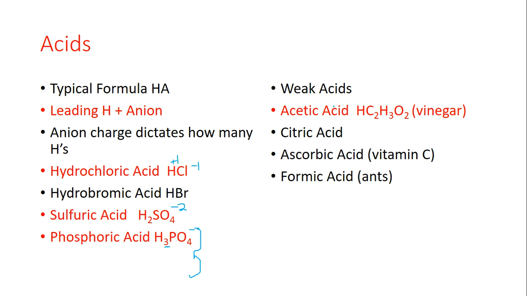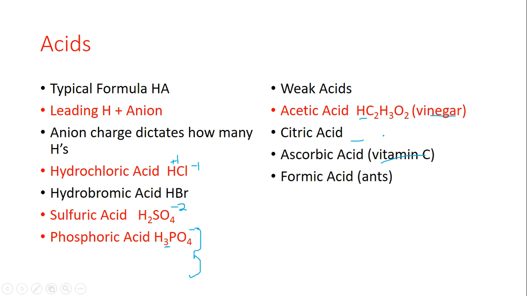Weak acids are the acids that do more like buzz, where they kind of go 50-50. They don't go one direction. Acetic acid, the acetate anion is a -1 charge, so it can handle 1 H. Citric acid, ascorbic acid, vitamin C, formic acid, what fire ants inject you with when they bite you. These are all weak acids. You know that you can eat, right? Vitamin C and citric acid and vinegar. So they're obviously not that strong. They're not going to do that much damage to you.